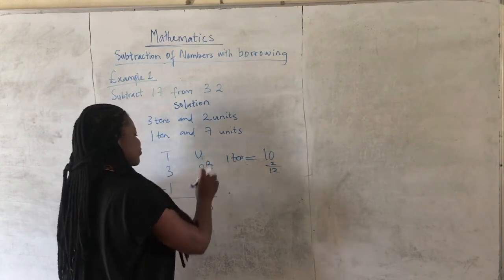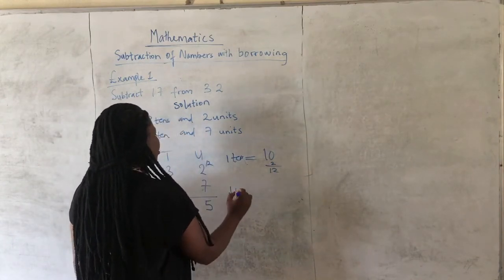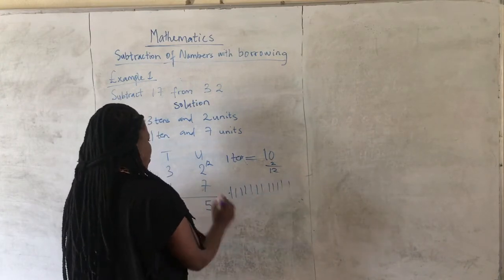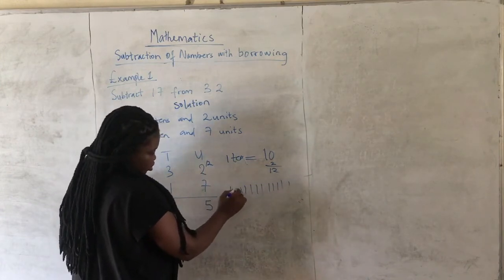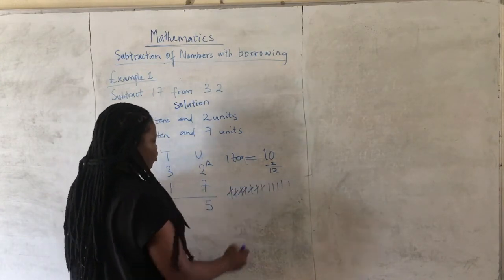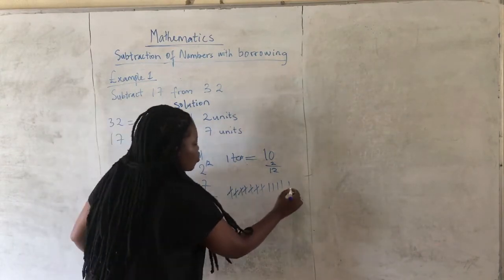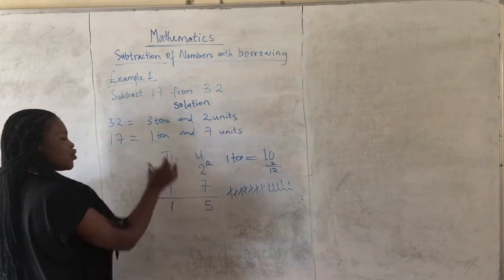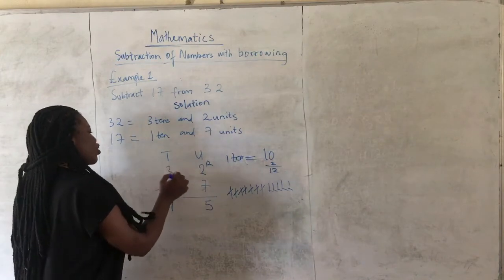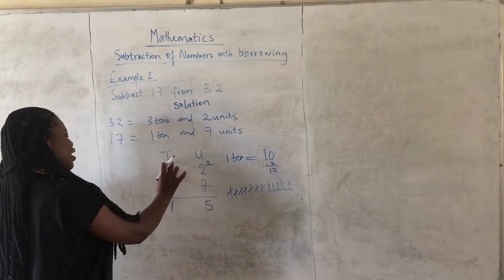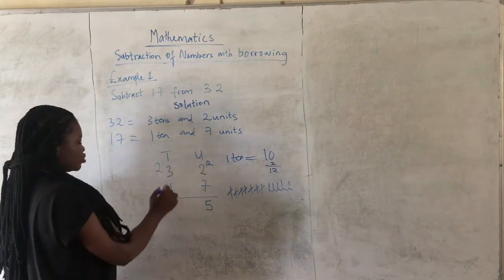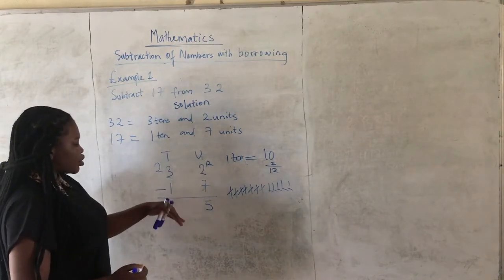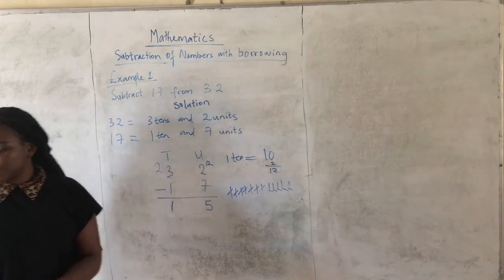So we have to subtract 7 from 12. 1, 2, 3, 4, 5, 6, 7, 8, 9, 10, 11, and 12. So we have to remove 7 from 12. 1, 2, 3, 4, 5, 6, and 7. We've cancelled out 7. What do we have left? 1, 2, 3, 4, and 5. So we have 5 left. We write it here. And over to this column, we no more make use of 3. Since we took 1 ten out of the 3 tens, we are left with 2. Now 2 minus 1 gives us 1. You can add 17 plus 15 to confirm if you have 32 as your answer.